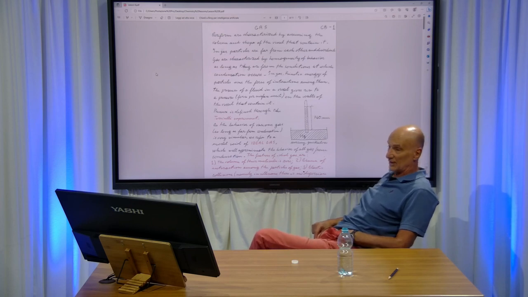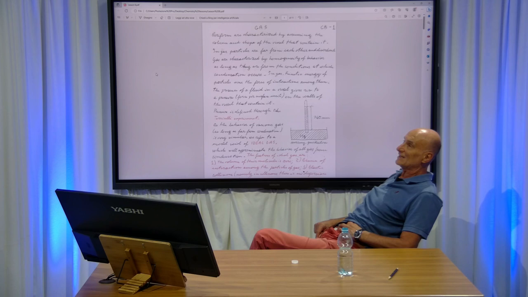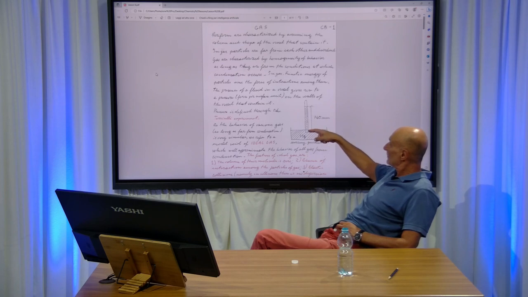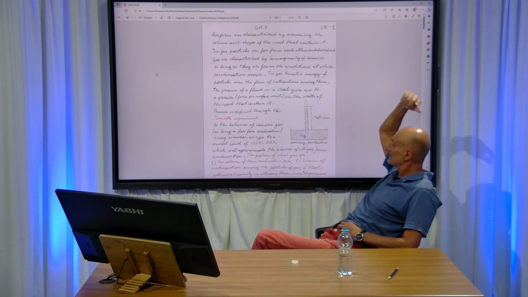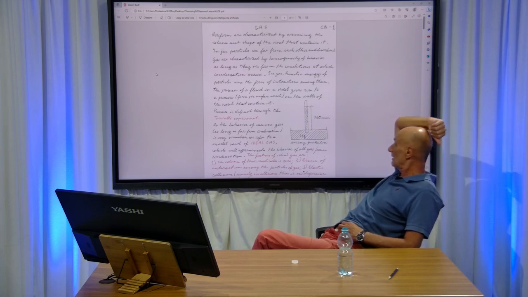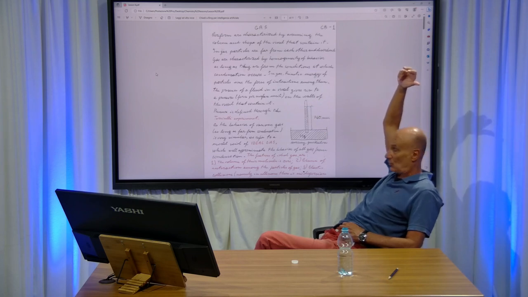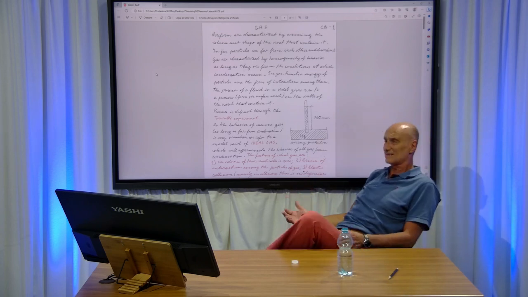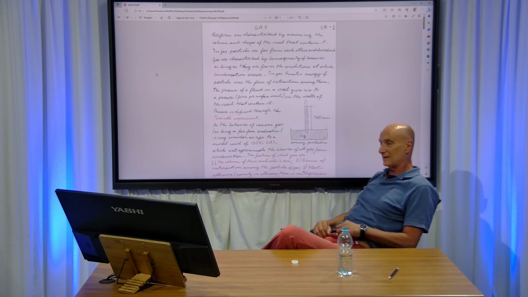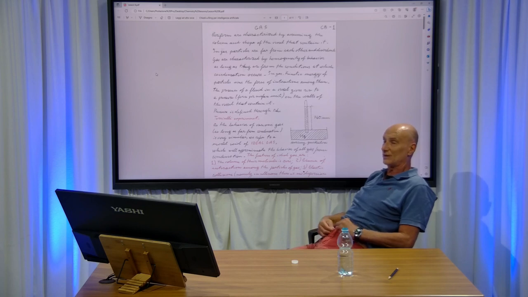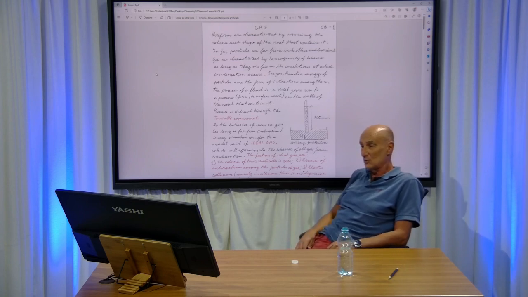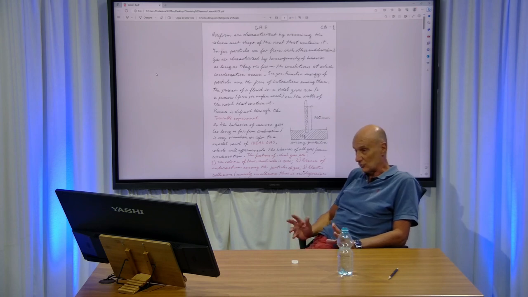mercury is contained. I remind you that mercury is the only metal that at room temperature is liquid. And we have a barometric can, which is a cylindrical vessel about 1 meter long or something more, and the diameter of this cylindrical vessel is not important. Let's say that it is 1 centimeter. This experiment might be done also with water or with whatever liquid, but there is a reason to perform this experiment with mercury, and we will see it at the end of this consideration.